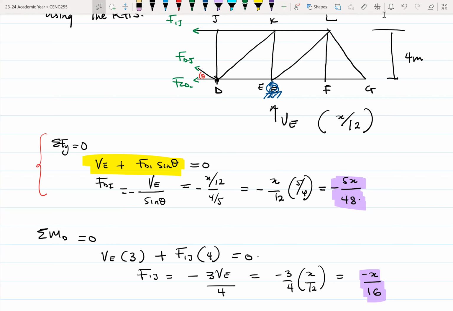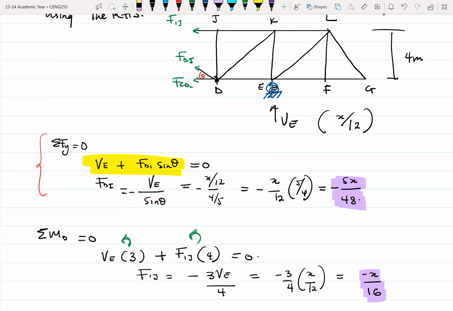Okay. So if D is your point of interest or your pivot, then the perpendicular distance between point E and D is 3 meters. So it becomes VE times 3, which is an anti-clockwise rotation. All right. Then if you look at FIJ, it is also trying to pull the truss in an anti-clockwise rotation. All right.